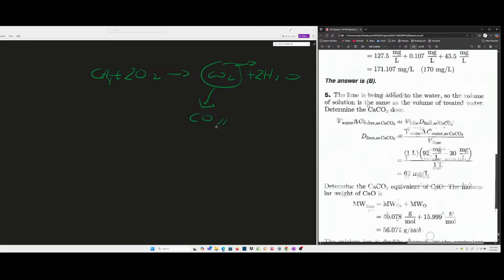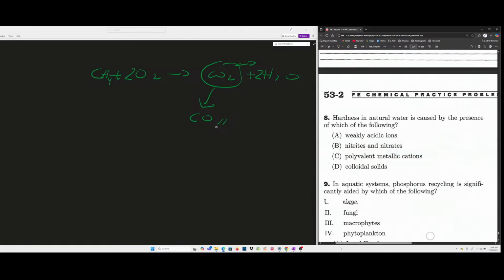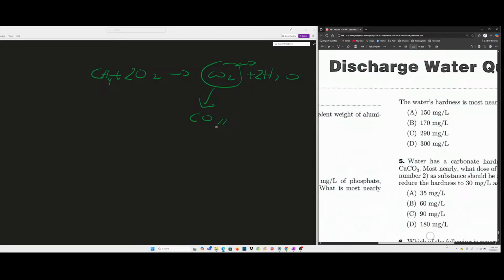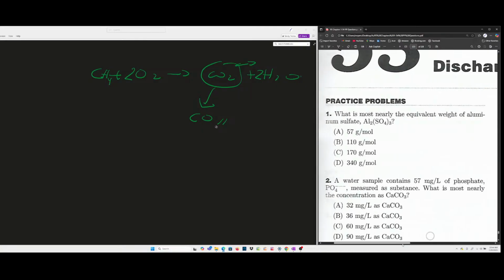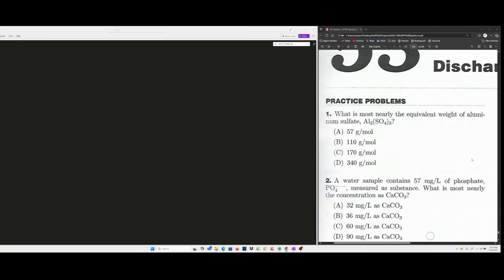So let's go to the next one. The next one is wine discharge water and quality. That is our next question. Wine discharge water and quality. So this is going to be longer than the previous one. So let's get it started.